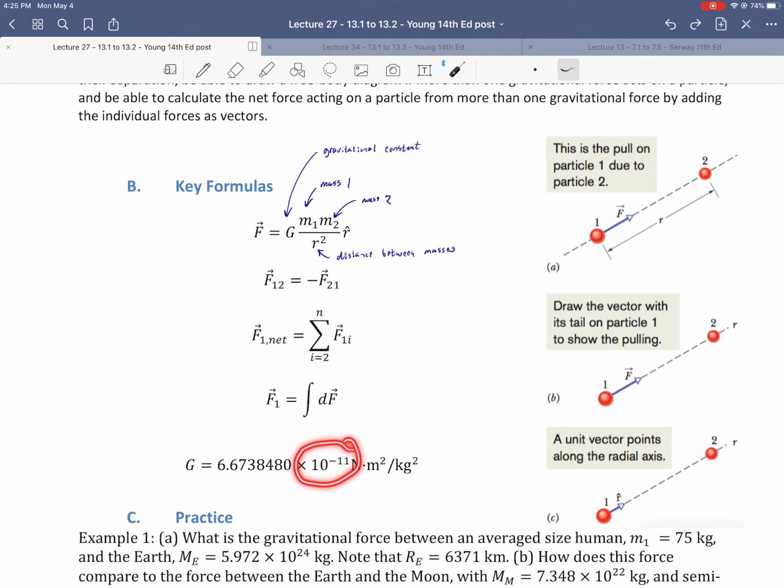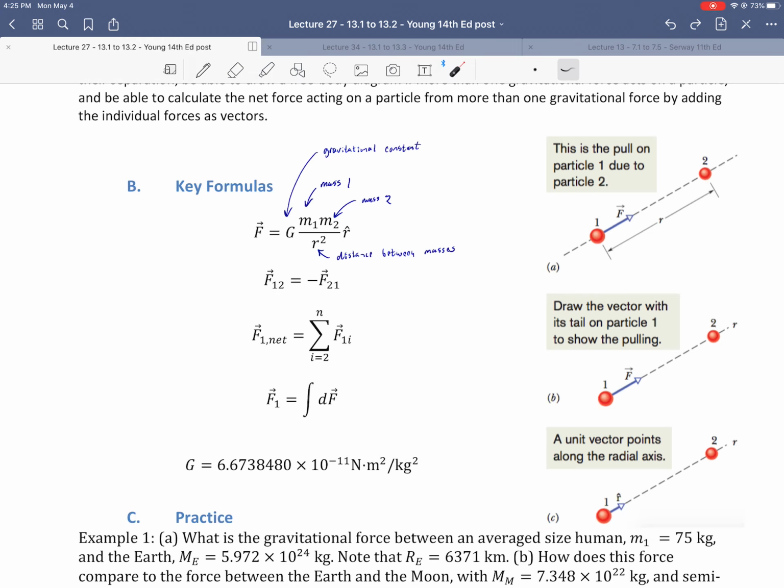So it's a very small constant. It's times 10 to the negative 11. That tells us a little bit something that I won't get into too much, but that gravity is a very weak force. It is by far and away the weakest of the four fundamental forces that we know of in nature. Okay?